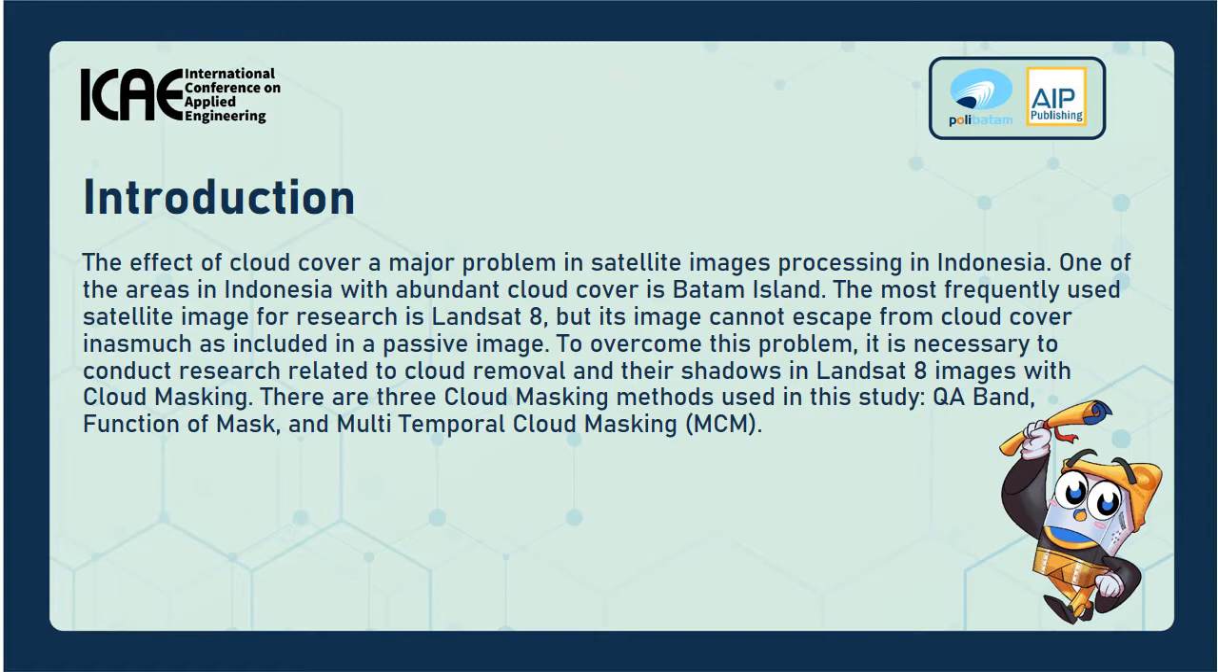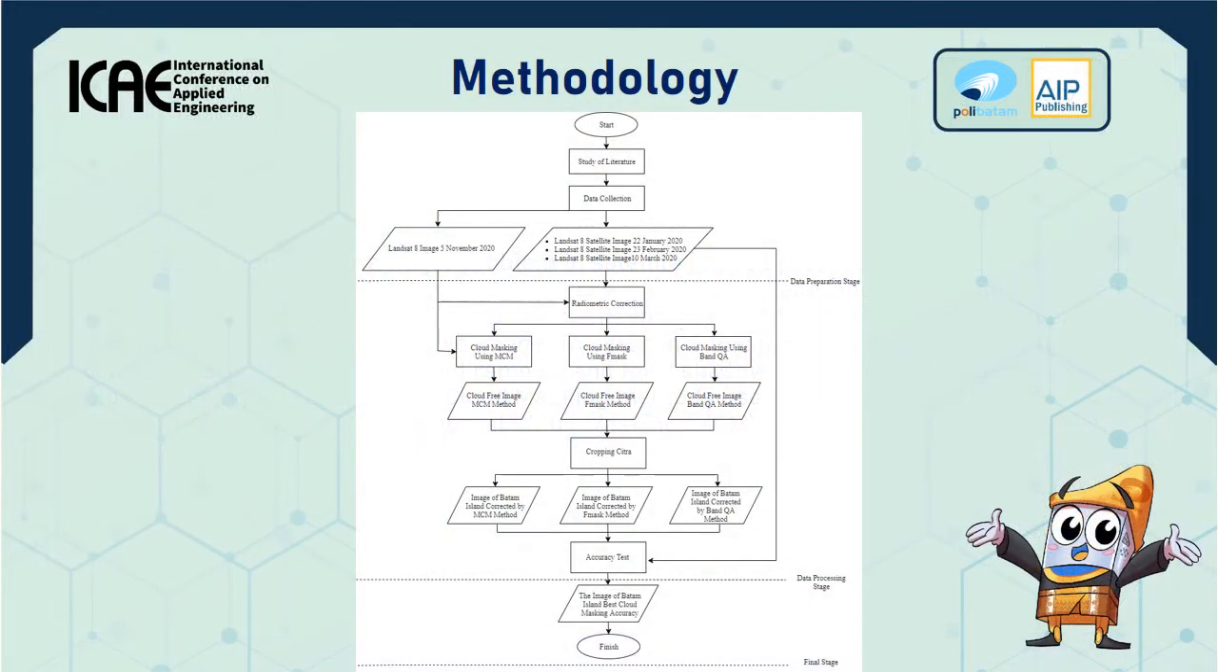The most frequently used satellite image for research is LANDSAT 8, but its image can be affected by cloud cover as it is a passive image. To overcome this problem, it is necessary to conduct research related to cloud removal and their shadows in LANDSAT 8 images with cloud masking. There are three cloud masking methods used in this study: QA band, function of mask, and multi-temporal cloud masking. This research starts from study of literature.